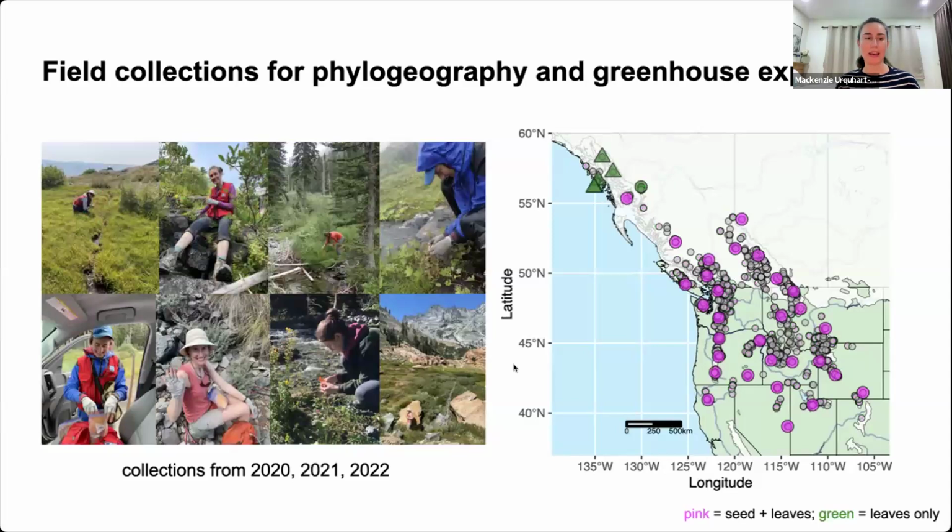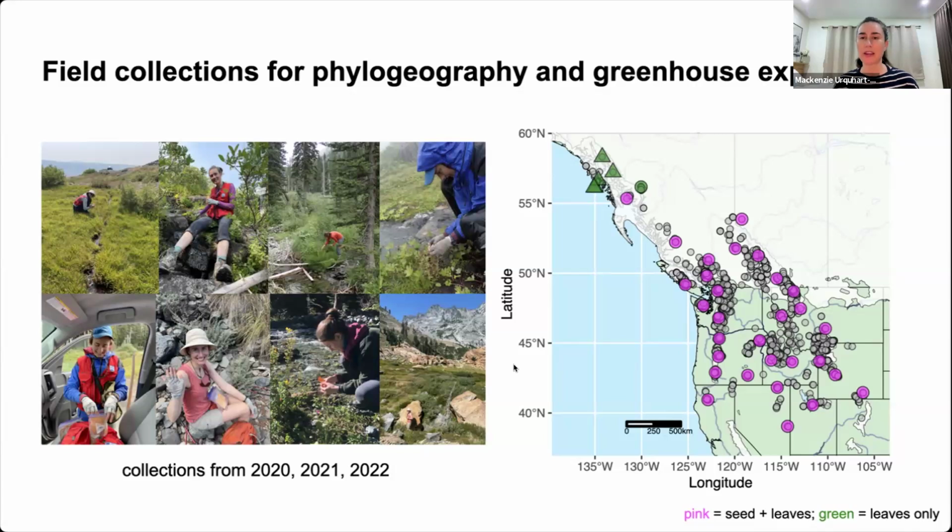They're now in gray, and the larger points are populations that I sampled. Pink points are places where we sampled seed and leaf tissue, and green points are places where only leaf tissue was sampled. Circles represent sites we visited in person, and triangles are herbarium specimens we used to supplement our data set from that difficult to access northwestern range edge.